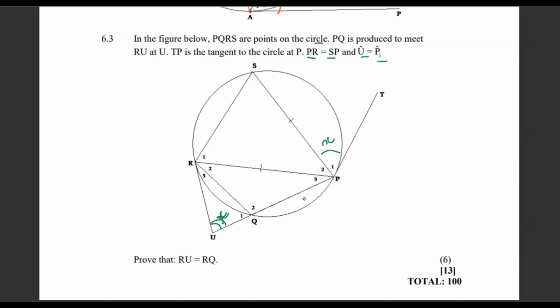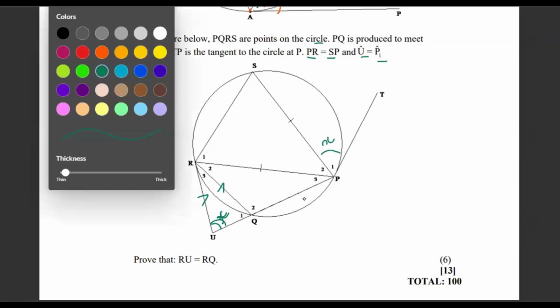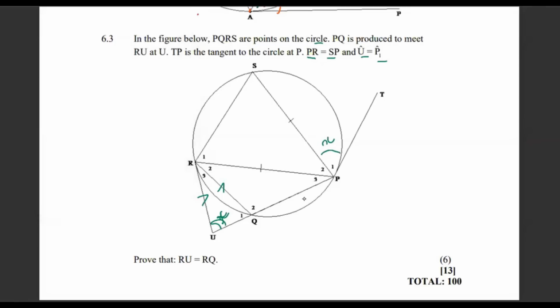What is the question asking for? Can we prove that RU is the same as RQ? Okay, so remember we have two sides that are just adjacent to each other, right? Sides that are next to each other. So if we can prove that Q1 is also X, because I'm letting P1 be X. If we can prove that Q1 is X, then we're done proving and we can draw our conclusion.